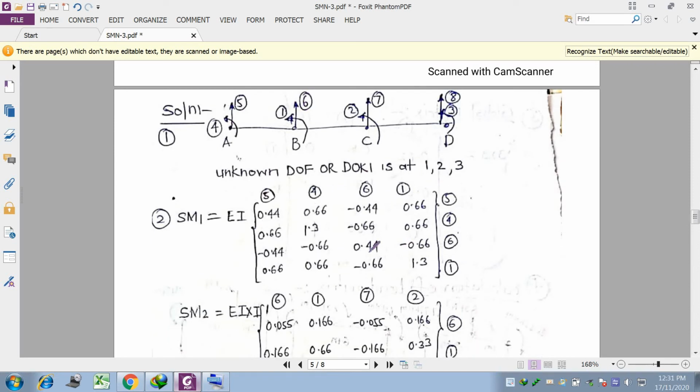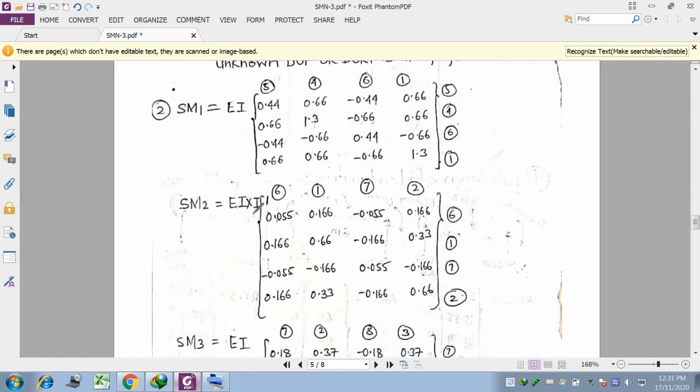Okay, so accordingly I have solved. Here the I factor was I, so therefore there is no need to worry about the I factor. But in the second case, I have taken EI into I as a common.